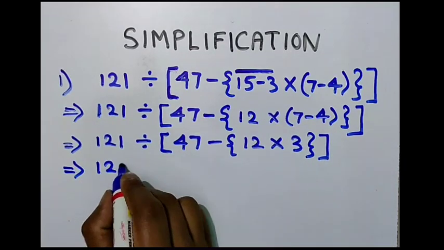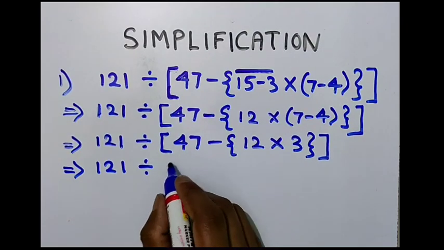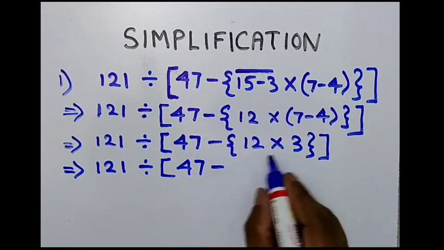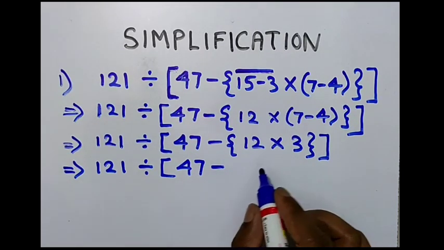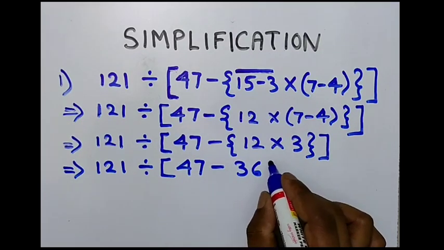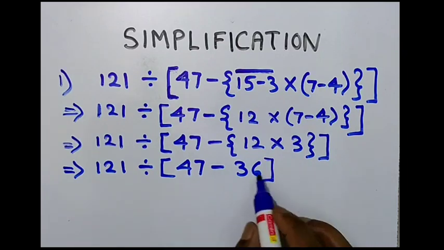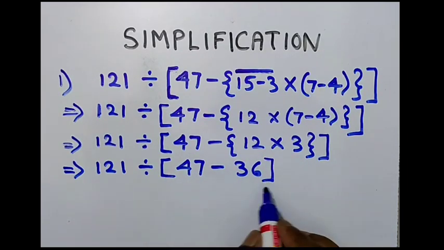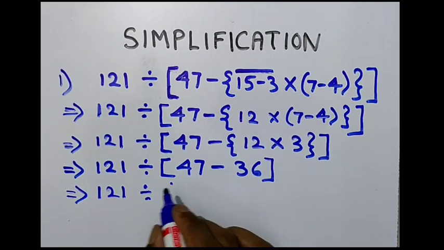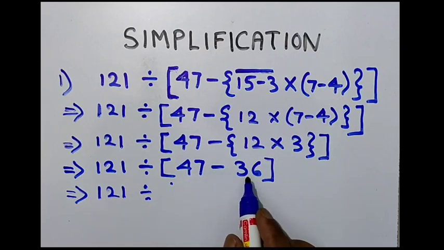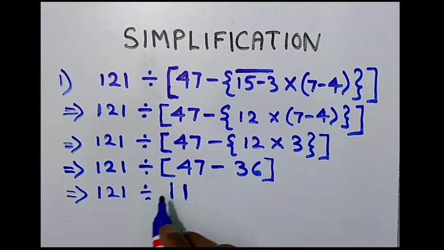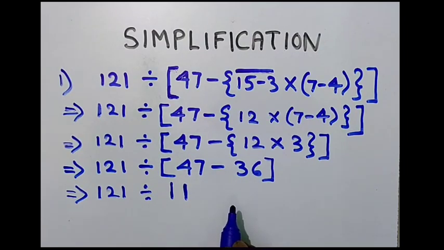For this, again we'll put all the expressions down. Now we'll solve the curly braces. Now what do we have inside the curly braces? 12 times 3. That will give us 36. So we can remove the braces. Now we have the square brackets. So 121 divided by, now, 47 minus 36, that will give us 11. So now we don't need the square brackets, so the bracket part is over.